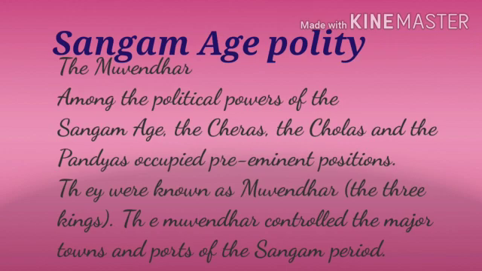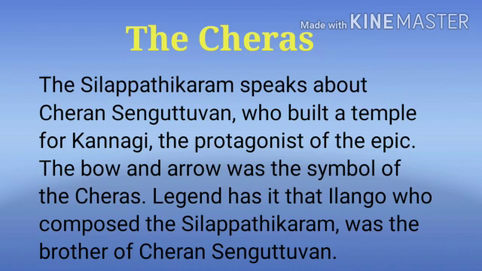Among the political powers of the Sangam age, the Cheras, Cholas and Pandyas occupied the preeminent positions. They were known as Moovendar. The Moovendar controlled the major towns and ports of the Sangam period. Moovendar, the first one, the Cheras. Cheras are referred to as Keralaputras in the Asokan inscription. They controlled the region of present-day Kerala and also the western part of Tamil Nadu. Vanji was the capital of the Cheras, while Muziri and Tondi were the port towns.